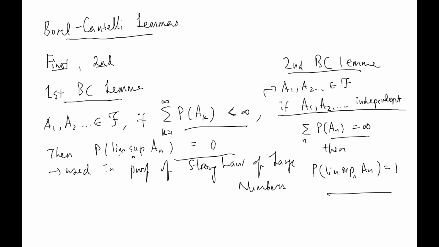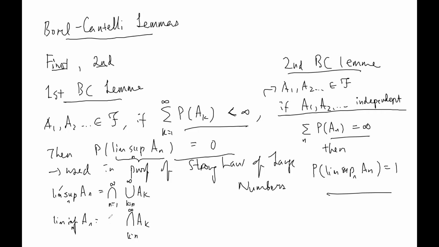And we previously looked at this operation lim sup. You need to know the definition: the lim sup of A_n is union of intersections. It's basically just a set operation. The related one is the lim inf, where you take the intersection first, and then you take the union. So when we write lim sup and lim inf, it basically means this kind of set operations.